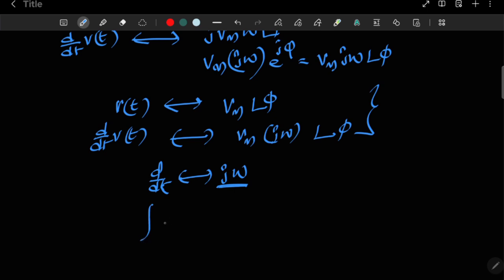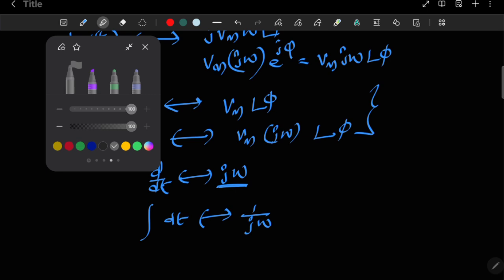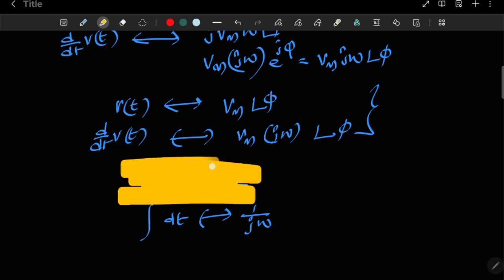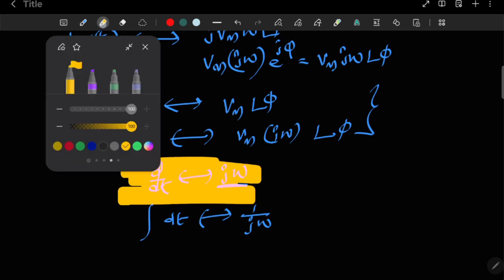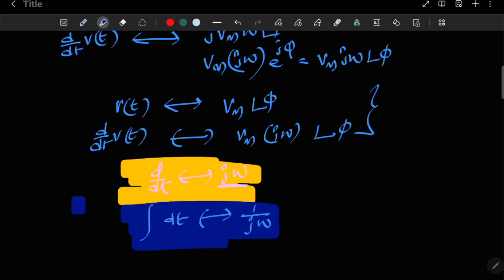When you take the integration with respect to time, it is exactly the opposite operation, so here we have to take 1 by j omega. So simply you have to remember these two: when you take d by dt, that leads to j omega, and when you take the integration, that leads to 1 by j omega.